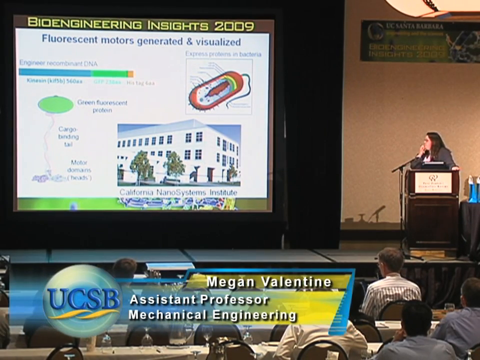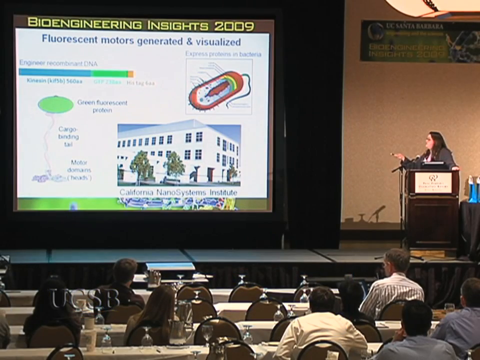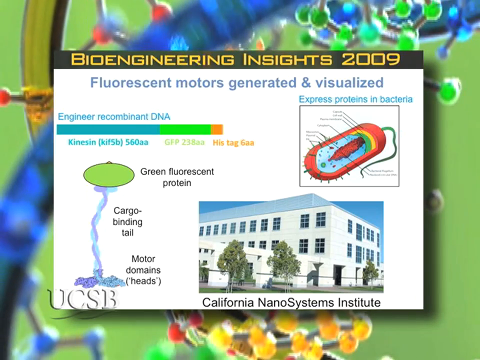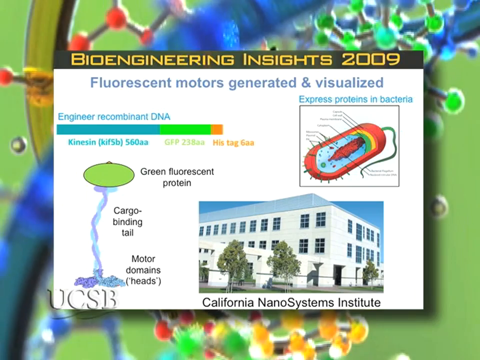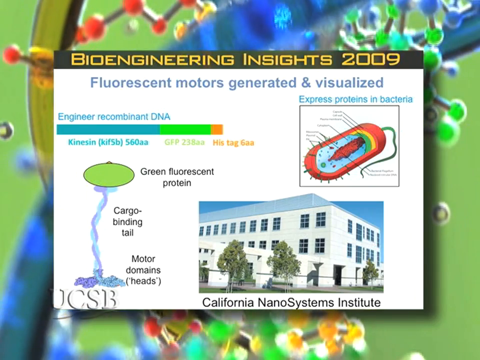And I think one of the really exciting things here is that we can take this DNA, we can put it into bacteria, and we can use the bacteria as factories to make whatever kind of protein we want. So we can use a native kinesin, we can use a modulated kinesin.